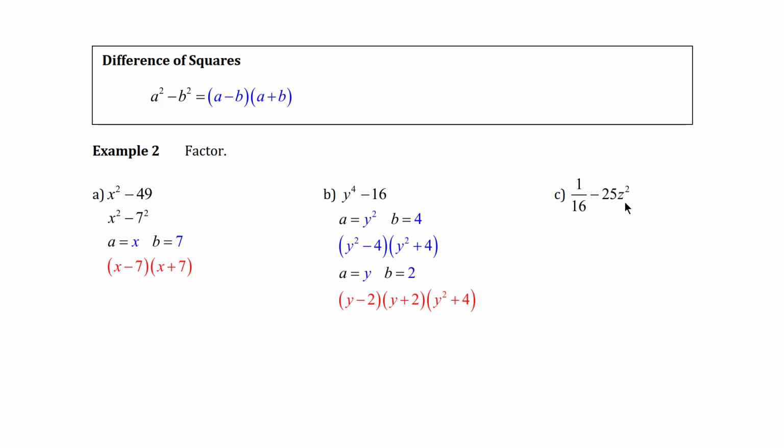Moving on to part C, we have 1 over 16 minus 25z squared. We find a by taking the square root of 1 over 16, which is 1 over 4. To find the value of b, we just take the square root of 25z squared, which is 5z. So a is equal to 1 over 4, and b is equal to 5z. From here, we substitute our values for a and b into our formula. We get our answer, which is parentheses 1 over 4 minus 5z times parentheses 1 over 4 plus 5z.